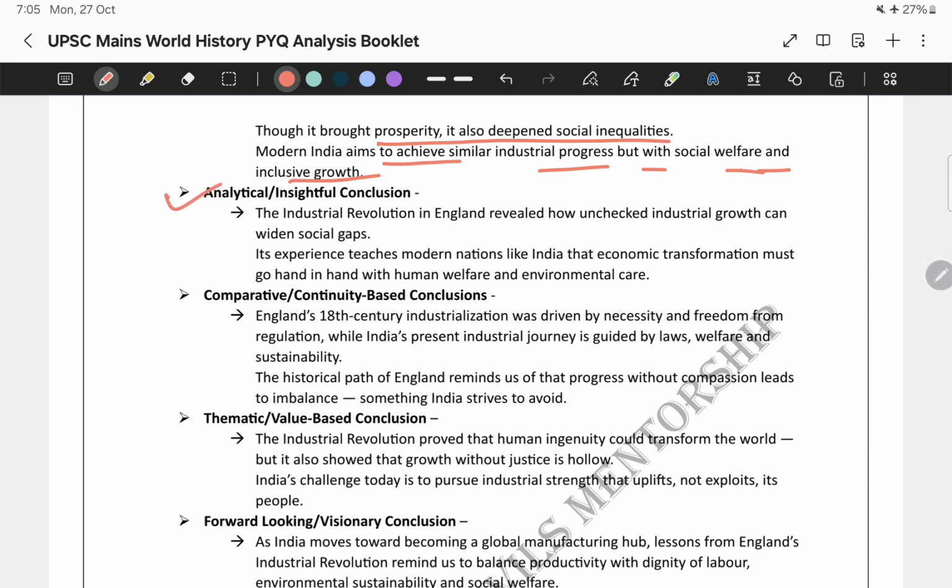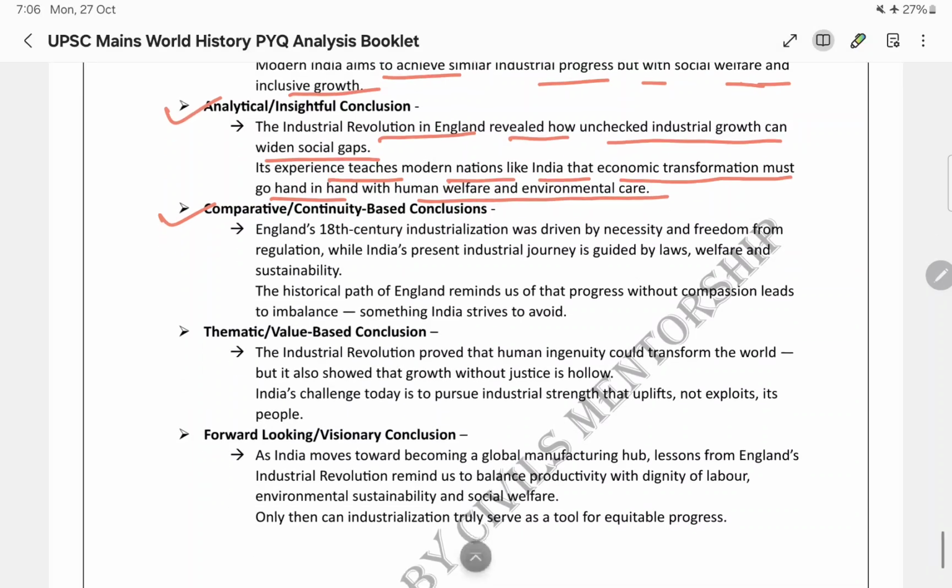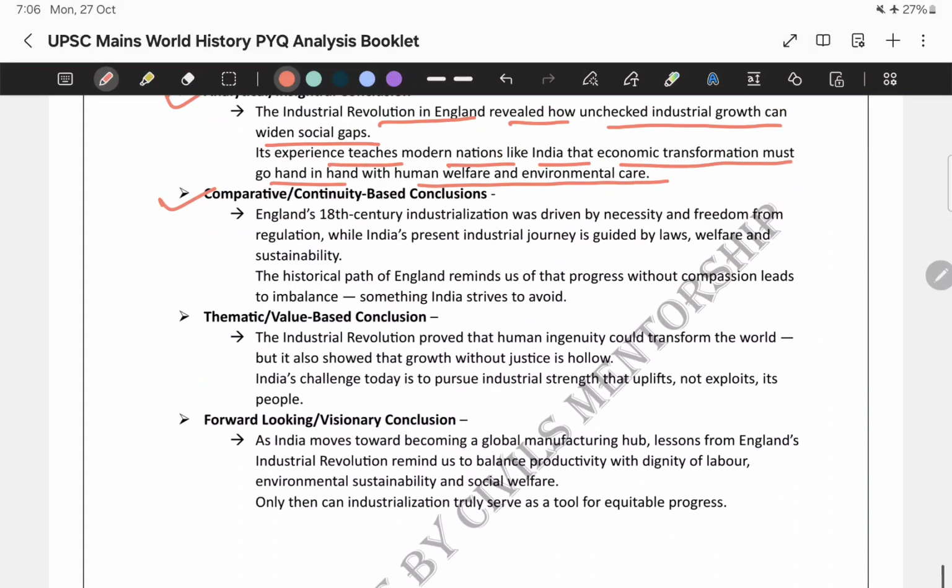Next is the analytical manner. How can you write it? The Industrial Revolution in England revealed how unchecked industrial growth can widen social gaps. Now, I hope you are getting it that the previous conclusion was direct, but this particular conclusion is slightly analytical in nature. Its experience teaches modern nations like India that economic transformation must go hand in hand with human welfare and environmental care. Now, the third type is comparative or continuity based. It's the same, only that you are comparing with the present-day scenario.